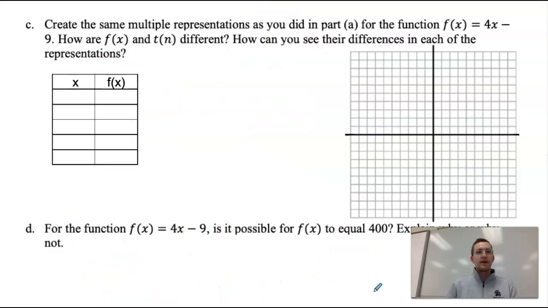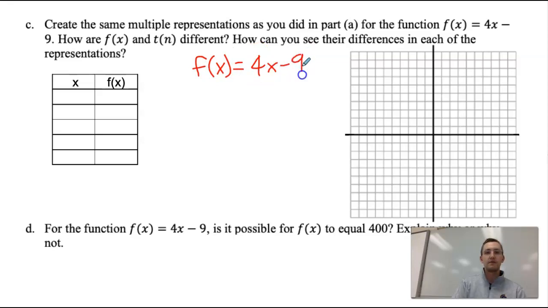We're going to go to C as we continue down our page. We want to create the same representations as we did for part A, but this time we're going to use function notation. So instead of our sequence T of n is equal to 4n minus 9, now we're using f of x is equal to 4x minus 9. And remember, we talked way back at the beginning of the year how f of x means the same thing as y. So f of x is equal to y, which tells us that this is an equation for a line. So y equals mx plus b, slope of 4, intercept of negative 9. Hopefully that is very familiar to us.